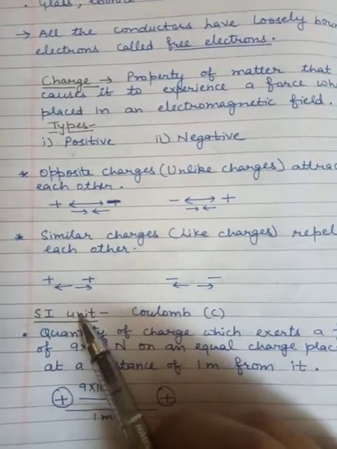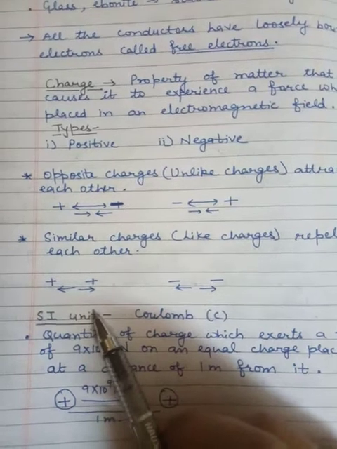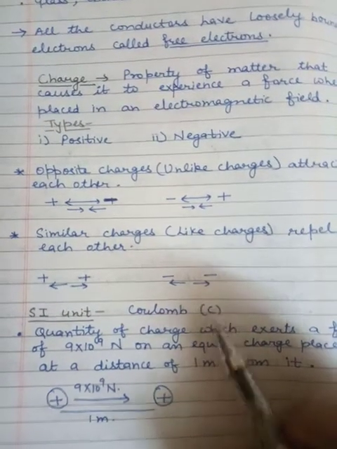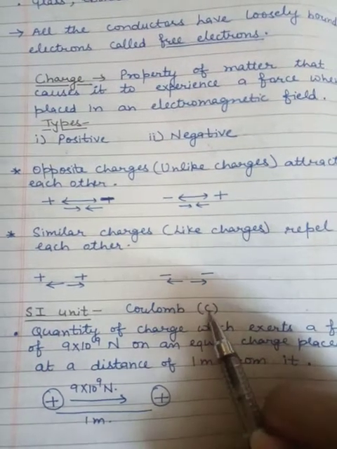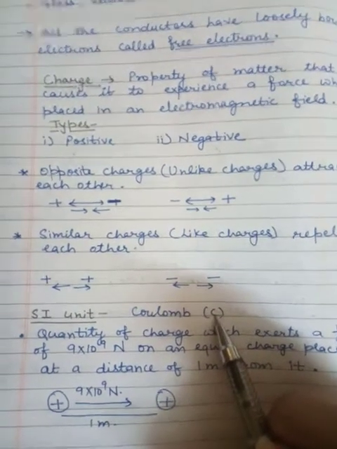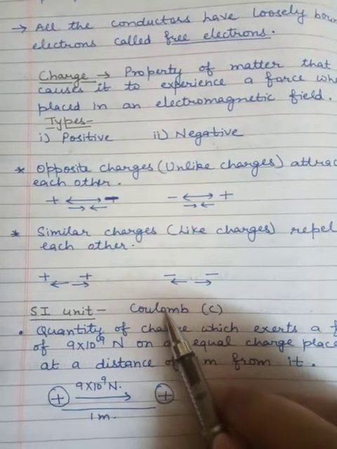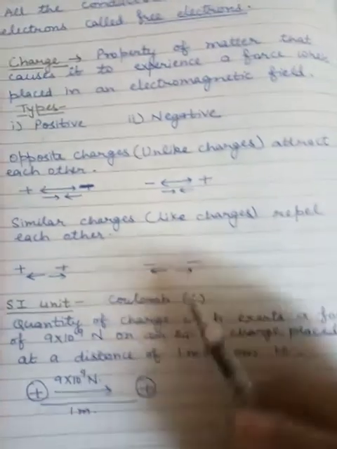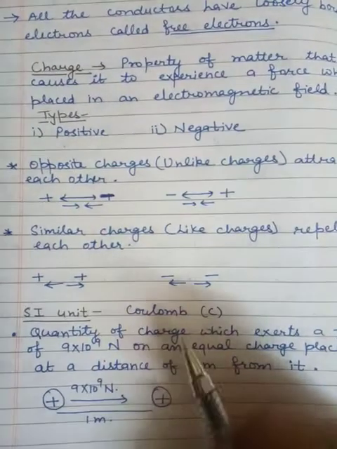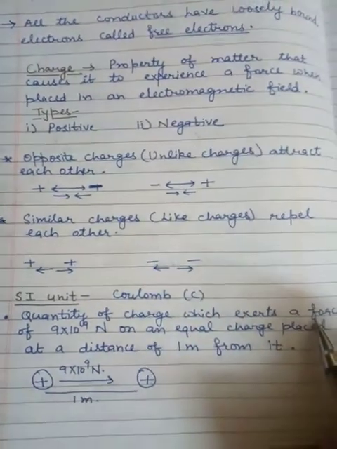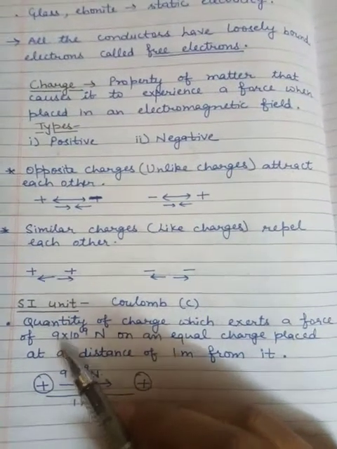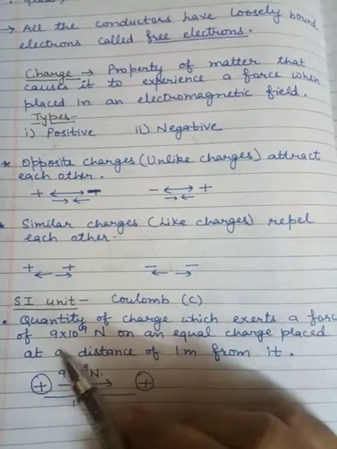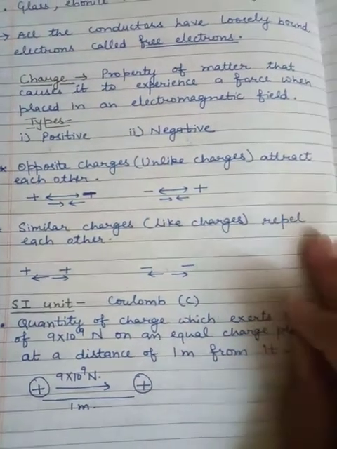Now what is the SI unit? What is the unit of the charge? The SI unit of the charge is coulomb, and it is denoted by the capital letter C. What is the definition of this coulomb? That means 1 coulomb is the quantity of charge which exerts a force of 9 into 10 raised to power 9 Newton on an equal charge placed at a distance of 1 meter from it.